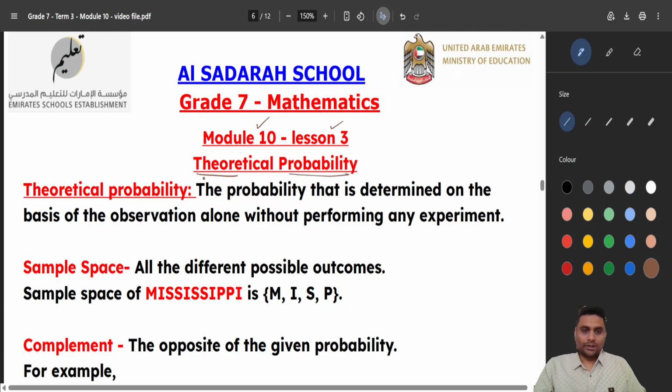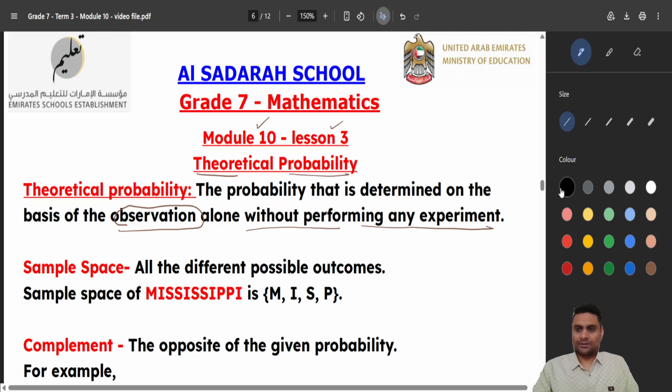In the last lesson we did relative frequency, which means we do some experiment and from the results of the experiment we find the probability. Now we have theoretical probability. In theoretical probability, we determine the probability without performing any experiment. The probability that is determined on the basis of observation alone. We observe the things that we have and from that we find the probability. How? Let us take an example.